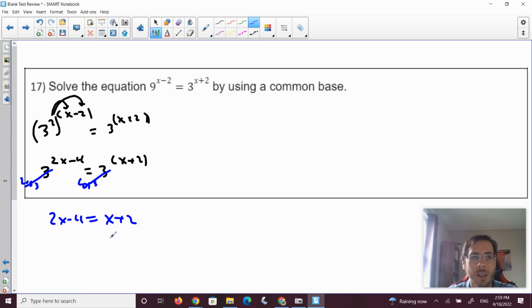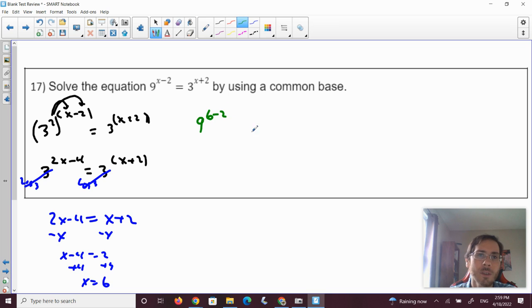And then we have to solve to get x by itself. So we subtract x from both sides. So we get x minus 4 equals 2. Add 4 to both sides. So x equals 6. All right, so it seems like we're pretty good. We do want to double check it just to make sure it works out okay. So 9 to the 6 minus 2 equals 3 to the 6 plus 2. So this is what we're checking.